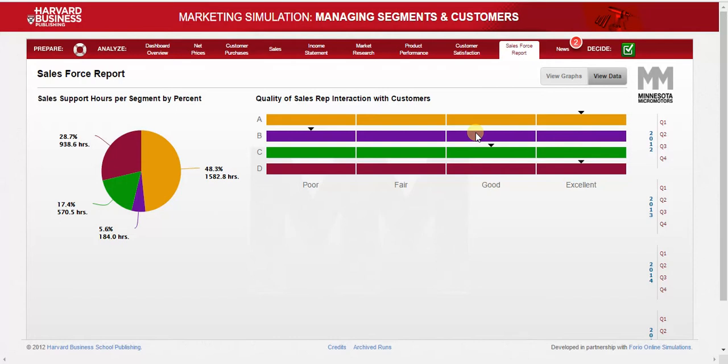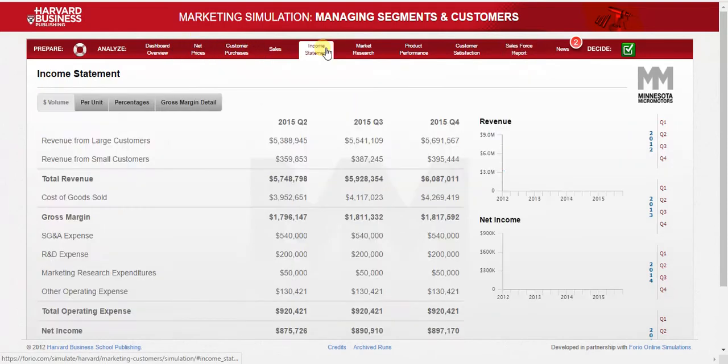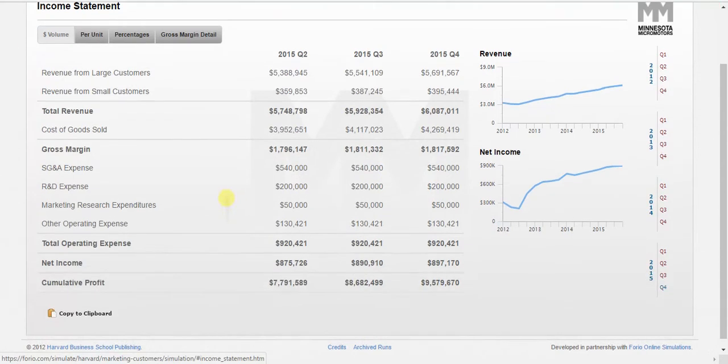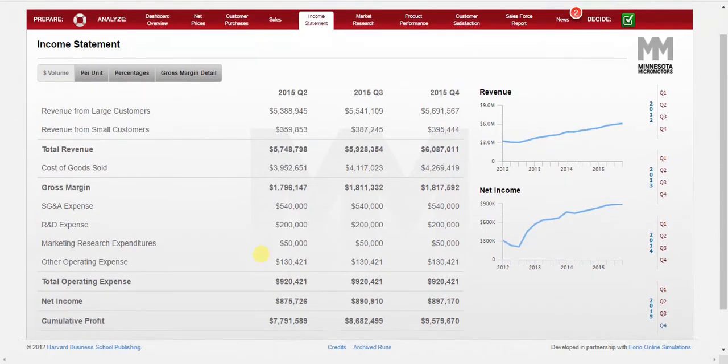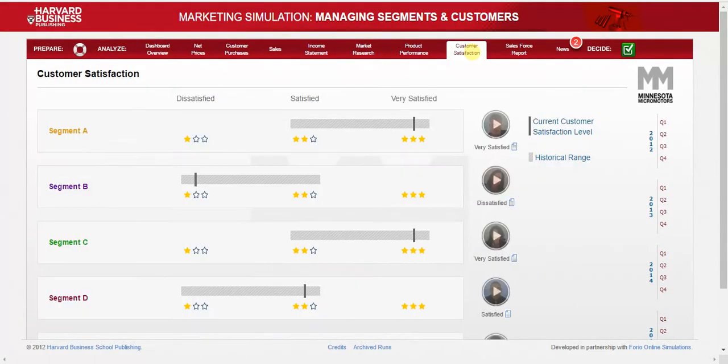So moving on to my role in the simulation, I was the hypothetical CEO of Minnesota Motors Company, and I needed to earn a cumulative profit of $9 million. In this run, I earned a cumulative profit of $9,579,670. I achieved this by first and foremost listening to my customer feedback.